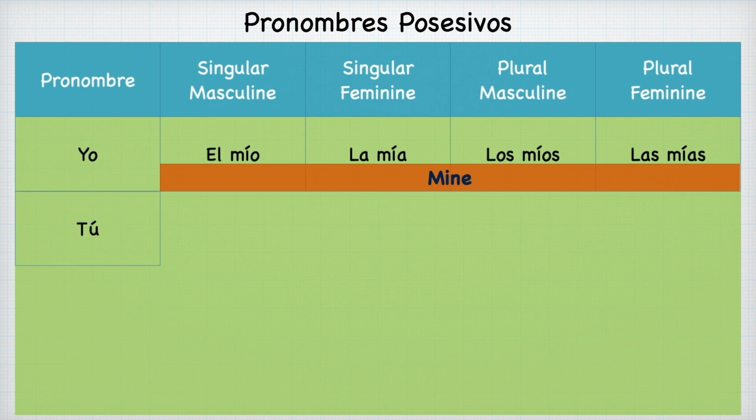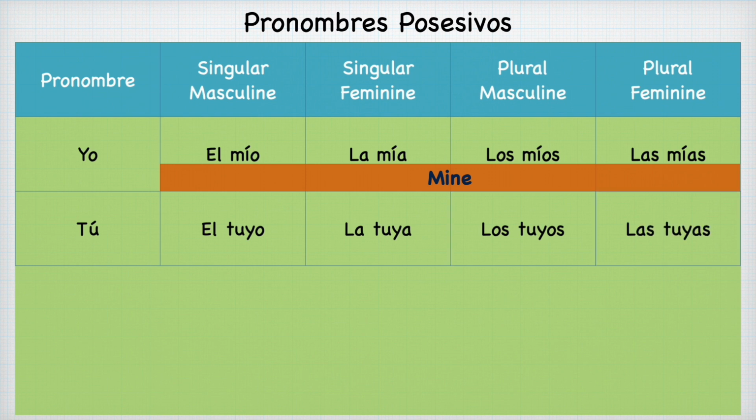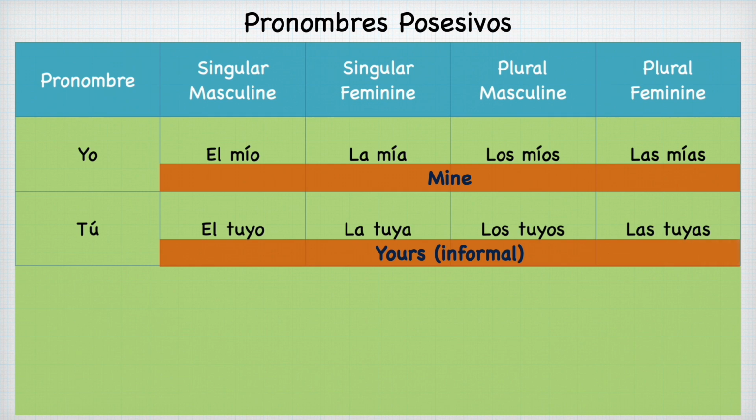For the informal you, tú, it's very similar, but it's el tuyo, la tuya, los tuyos for the plural masculine. And can you guess the plural feminine? Las tuyas. And these 4 words mean yours for the informal you. And we'll review a few sentences in a minute.